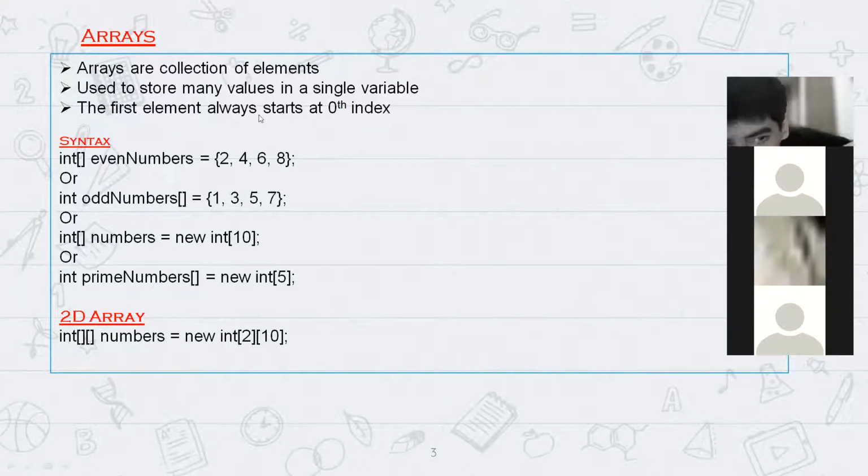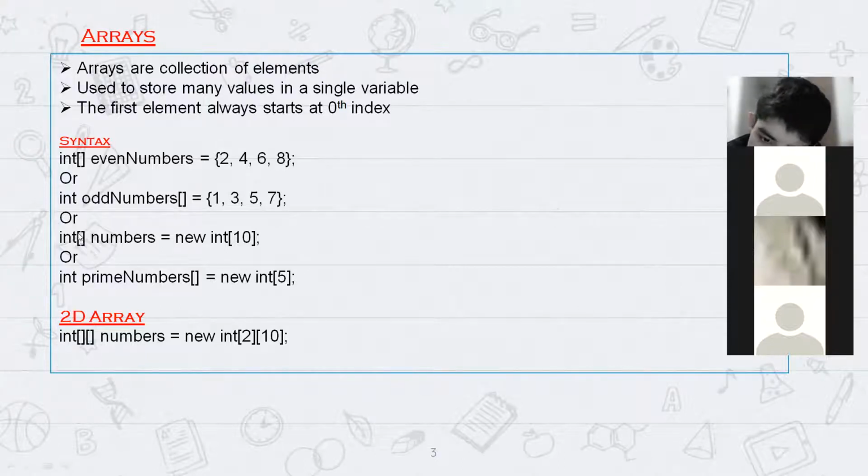Okay, the first element is at the 0th index. I have mentioned here different ways of assigning the value and declaring the array. One is square brackets. You can place it in front of the data type, or you can place it in front of the variable. And flower brackets you use when you want to assign with values.